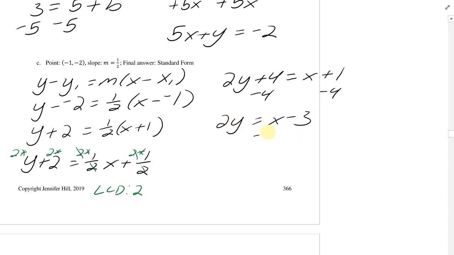Okay. And then I can finish getting this into standard form. So I get negative x plus 2y equals negative 3. And that's it. We're good to go.